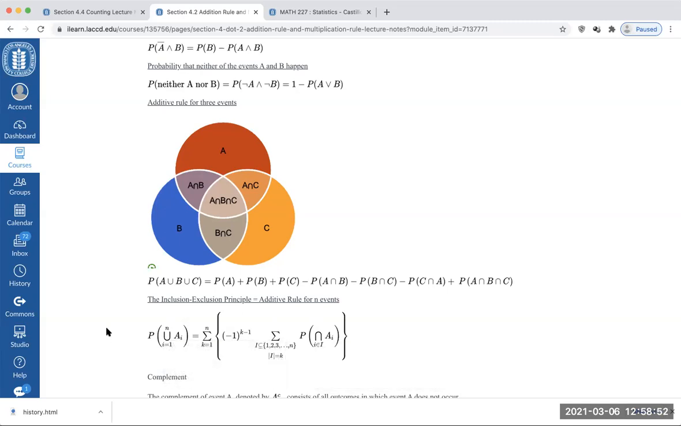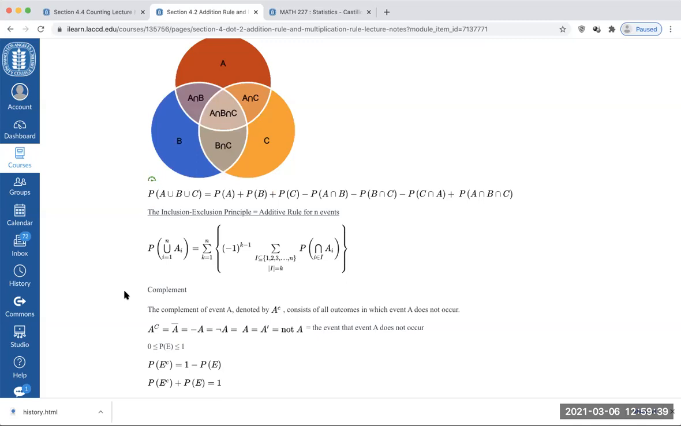So the probability of the union, i equaling 1 to n, of A sub i, is equal to the sum, k equaling 1 to n, of (-1) to the k minus 1 times the sum over I being some subset of {1, 2, 3, ..., n}, where the length of I is equal to k, the number of elements in I is k, of the probability of the intersection of A sub i, where the i's are in this index set I, capital I.